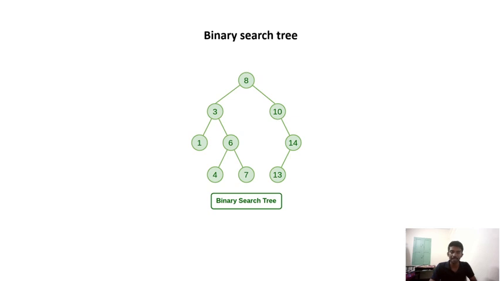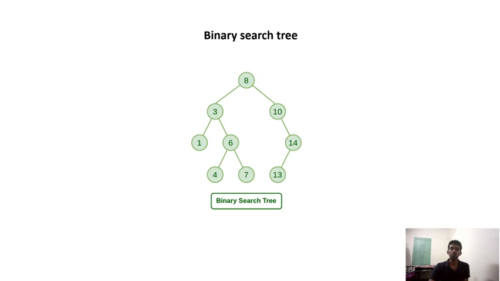Okay, so here 8 is the root node, and we can see that the immediate left child of 8 is 3, and the immediate right child of 8 is 10. Okay, so we come down the path. We have 1, 6, 4, 7 in the left subtree, and on the right subtree we have 14 and 13.